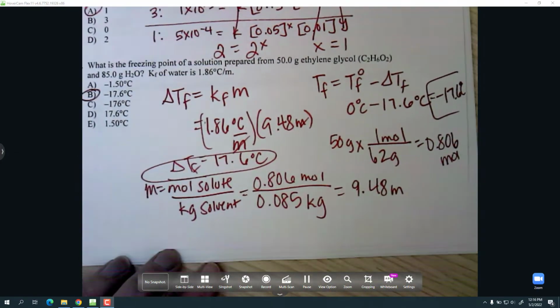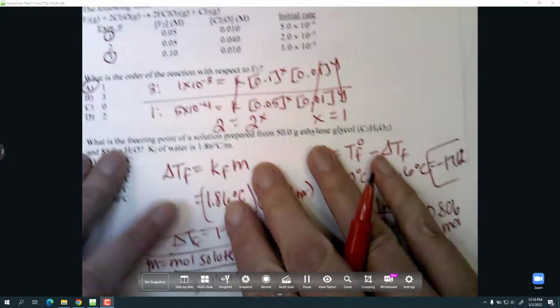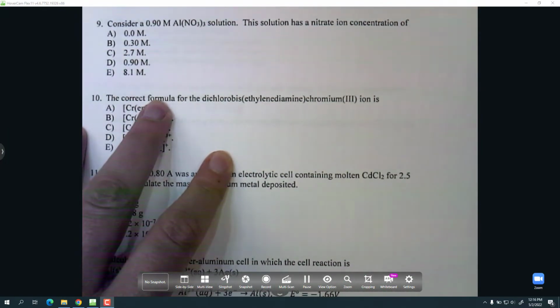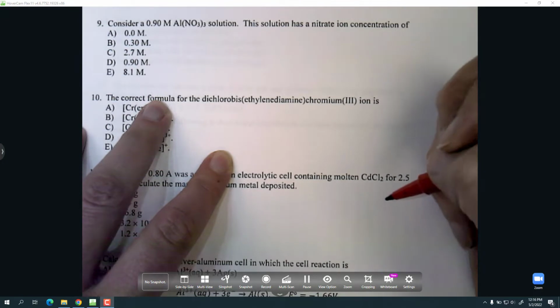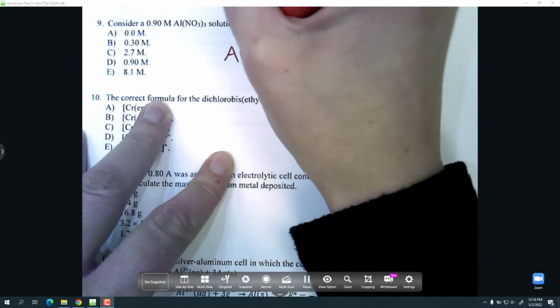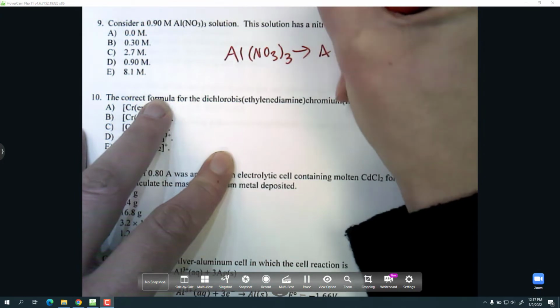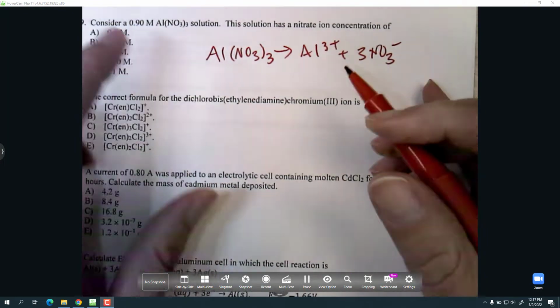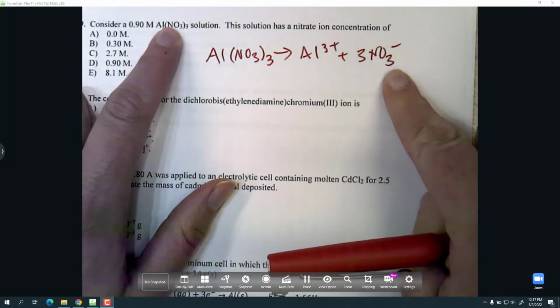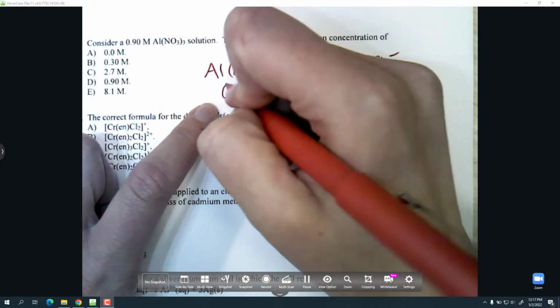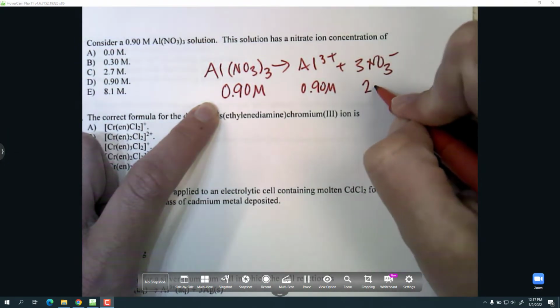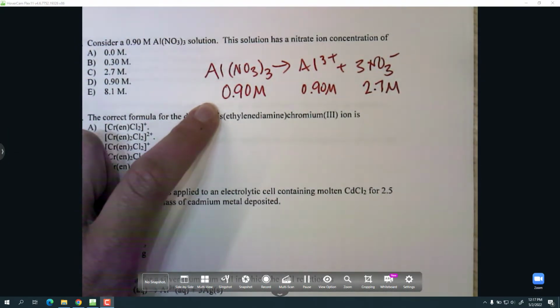All right. Consider a 0.9 molar aluminum nitrate solution. The solution has a nitrate concentration of... Okay, so this is just asking me how this will separate. Remember that the aluminum will be one part of it, and then the nitrates will all separate from each other. So if I had 0.9 molar here, I'll have 0.9 molar here, and 3 times that for this one, right? Because there's 3, and so it will be the 2.7.